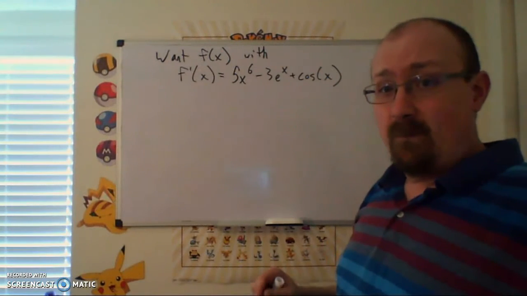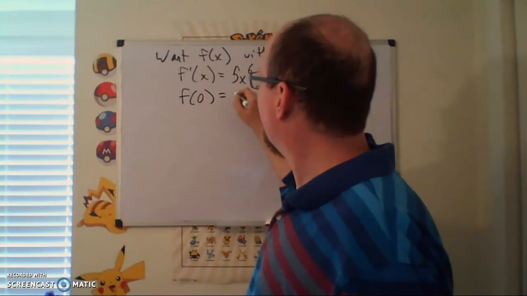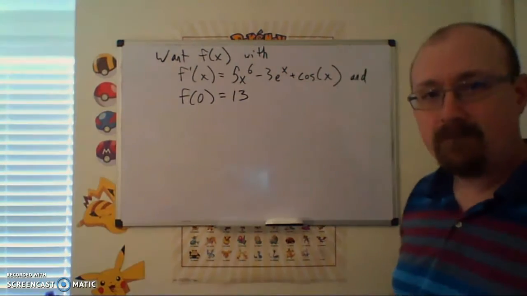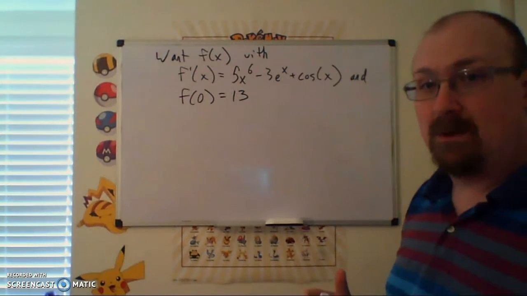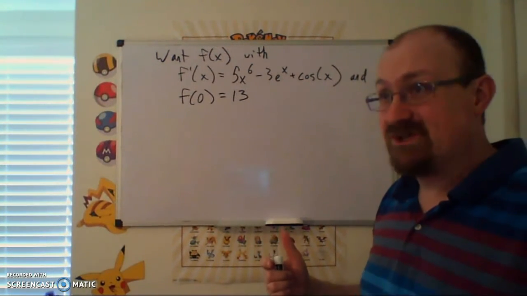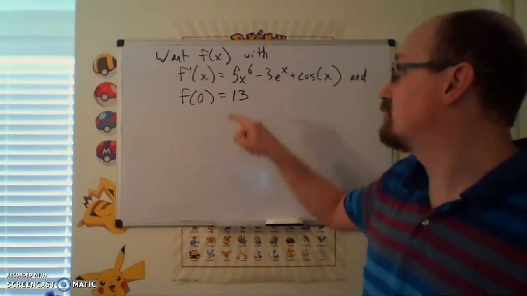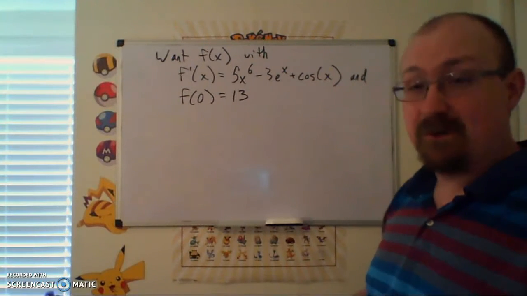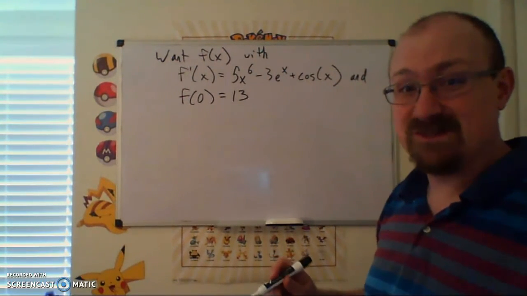Now, we also need a specific extra piece of information. So this is where the initial value part of this comes in. So I need this thing to have a value of 13 when x is equal to 0. So we're more or less specifying now which of all of the possible antiderivatives we want by saying we want the one that goes through this specific spot. Okay. As it turns out, we've already got most of the tools we need for this. We just need to make one extra step.